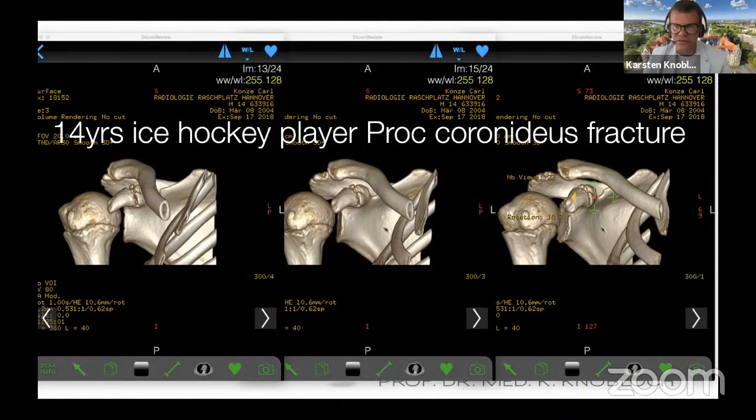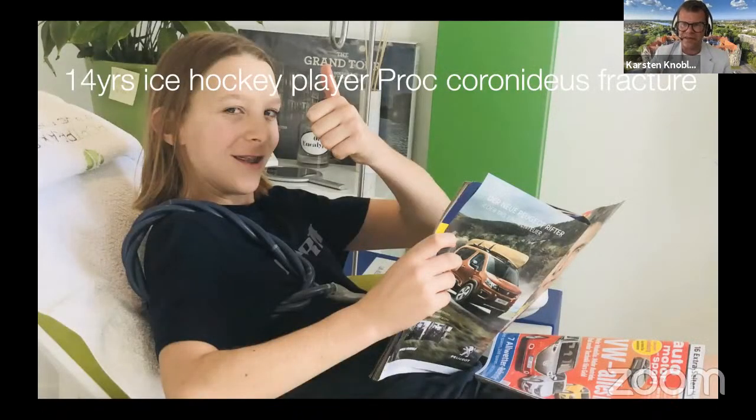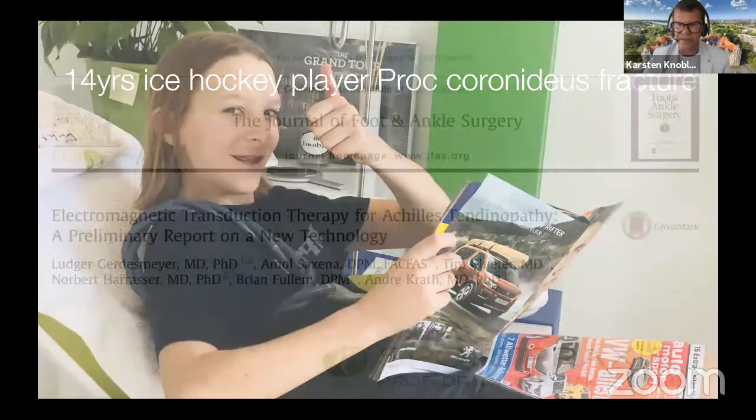Another young soccer player, ice hockey player, sorry, with a processus coracoideus fracture, who received both shockwave and EMTT at that very point in time to accelerate bone healing.